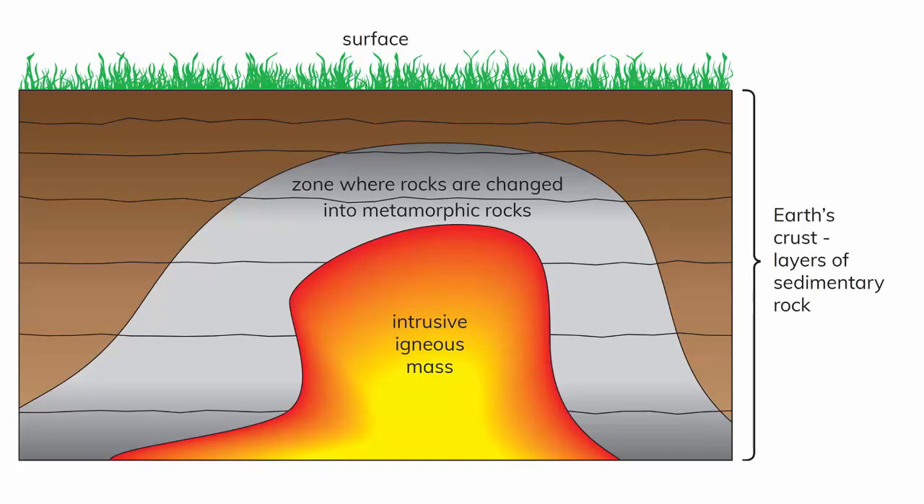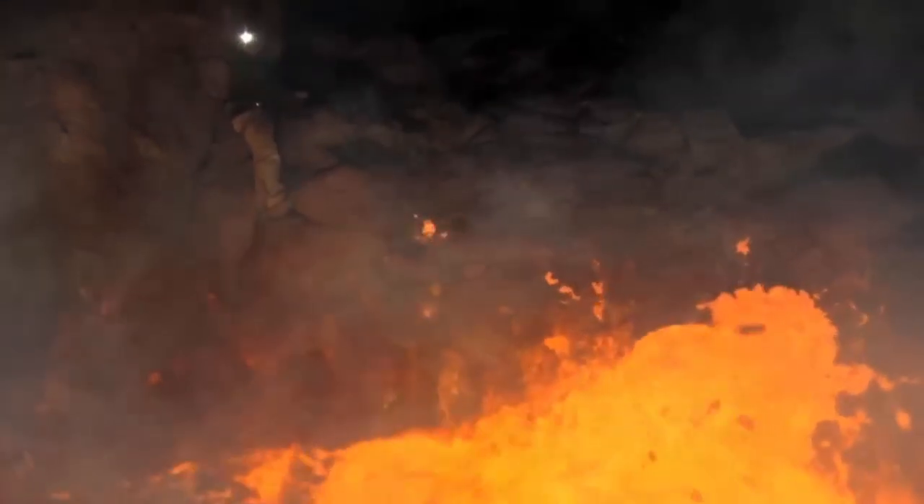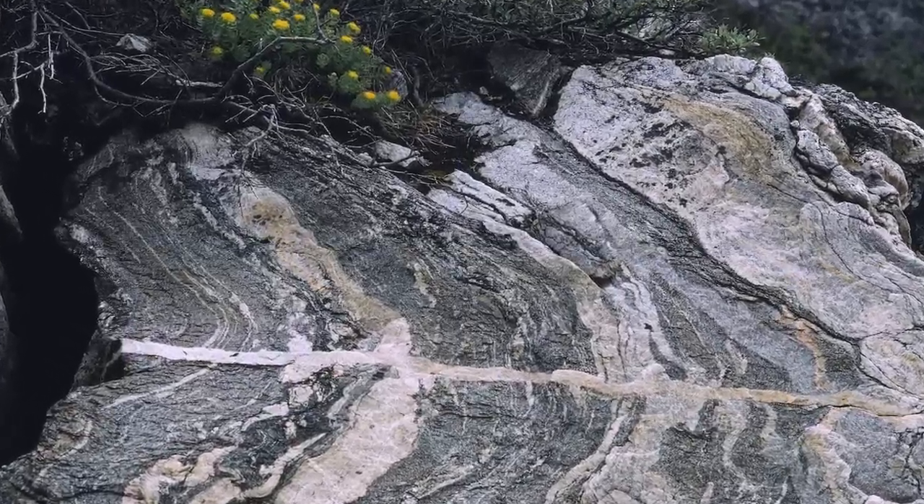Look at the diagram. It shows layers of sedimentary rocks buried beneath the Earth's surface. Magma rises up from the mantle and forms an intrusive igneous rock mass. Just imagine this happening. A huge mass of extremely hot liquid rock pushes solid rocks aside. This causes all the surrounding rocks to be affected by the heat and the pressure. These rocks are changed into metamorphic rocks.